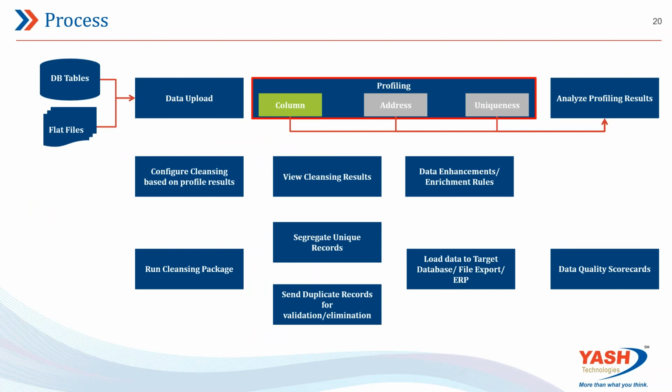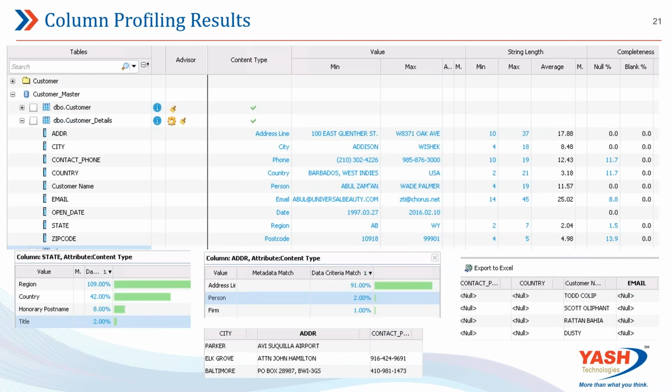Typically we do the column profiling, where we look into the data. For example, once you look into the customer details table that is loaded and you do column profiling, you are able to see what is happening in each column. For example, region has 100% of data filled. Country has only 42% of data filled. And there's some post name and title. So you can see that it's not consistent. All the records are not filled.